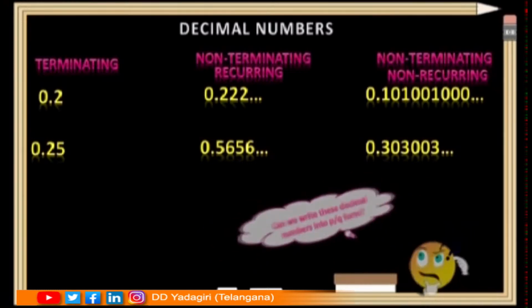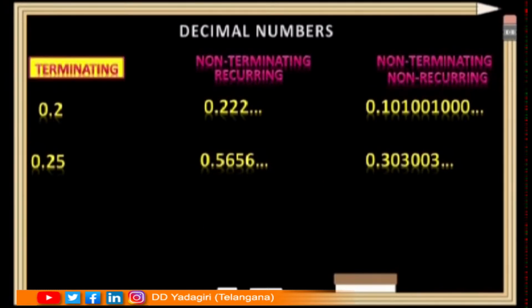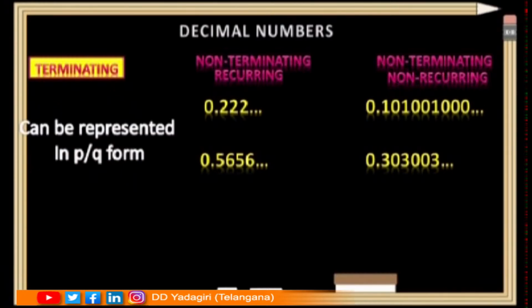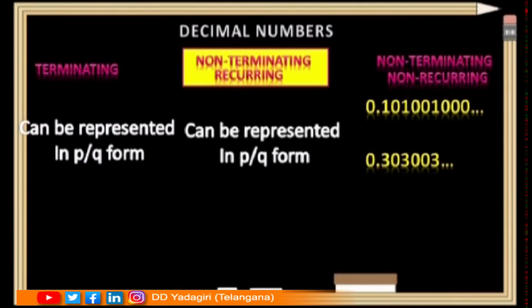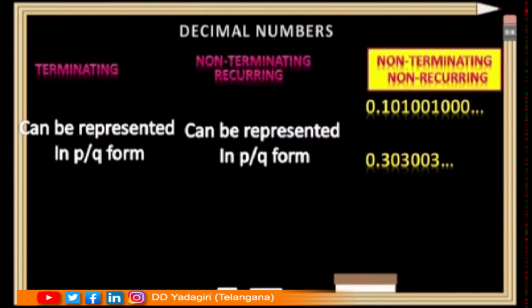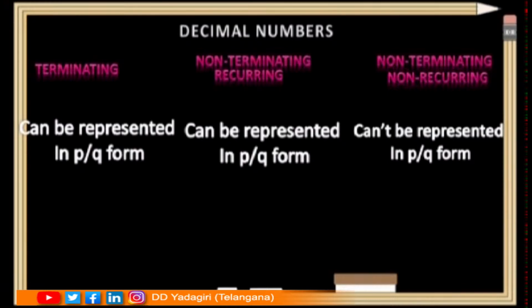We can check. First of all, see the terminating type. These terminating decimals can be represented in p by q form. So 0.2 can be written as 2 by 10, 0.25 can be written as 25 by 100. In shortest form, 0.2 is 1 by 5, 0.25 is 1 by 4. So these decimals can be represented in p by q form. Non-terminating recurring decimals also can be represented in p by q form. But non-terminating non-recurring decimals cannot be represented in p by q form.